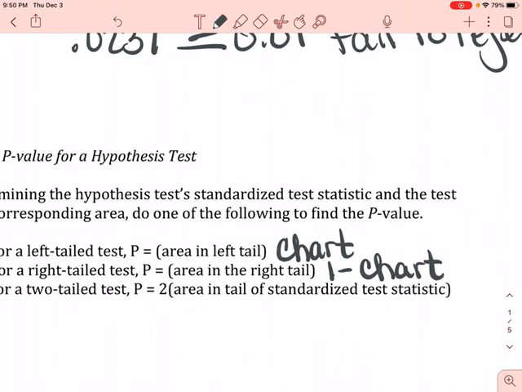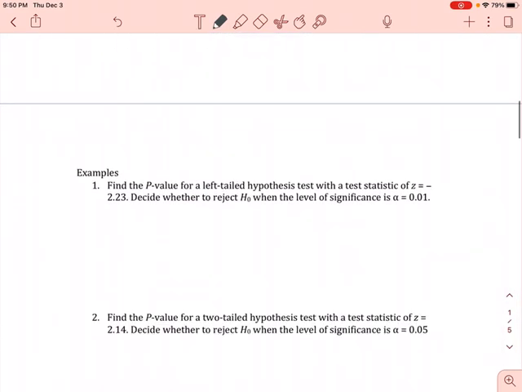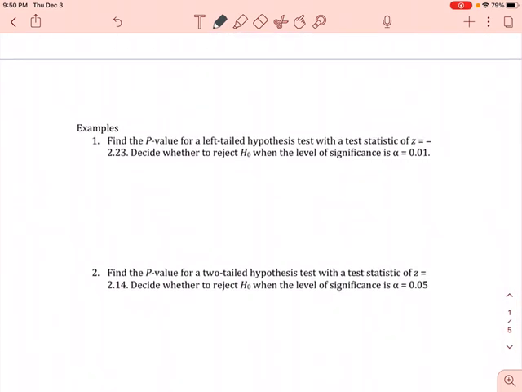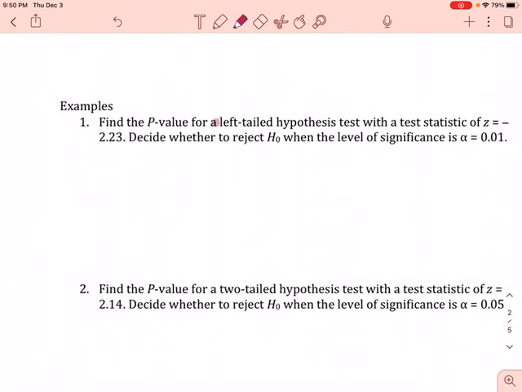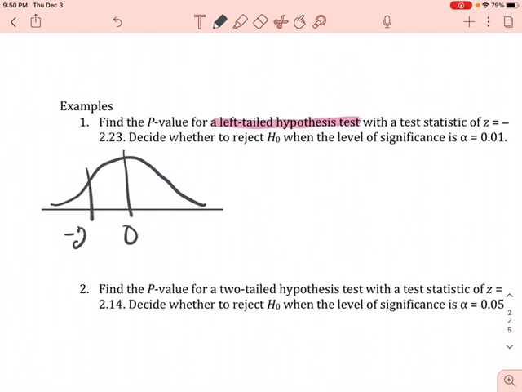Let's find the p-value for a left-tailed hypothesis test with a test statistic of z equals negative 2.23, and then decide whether we're going to reject H sub O when the level of significance is 0.01. The first thing I noticed is that it says a left-tail test, so I'm going to draw myself a picture for a left-tail test. I have negative 2.23. Our p-value is going to be this area right in here. It's the probability that we're less than negative 2.23.